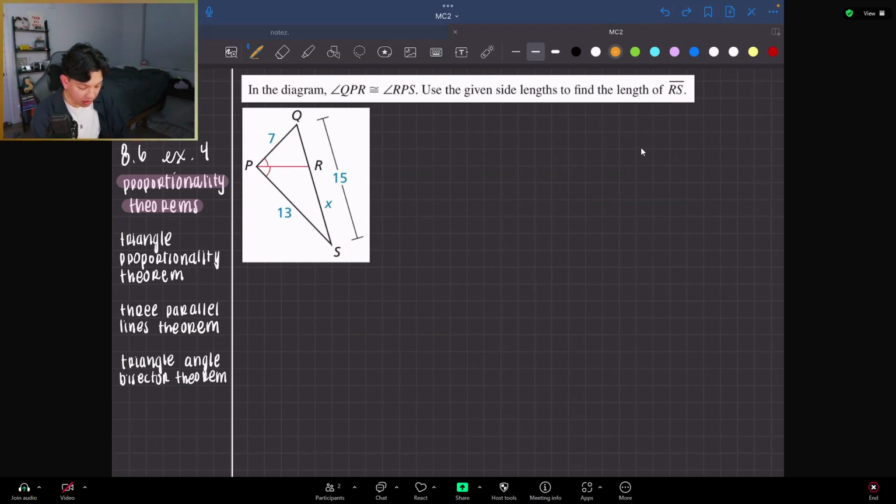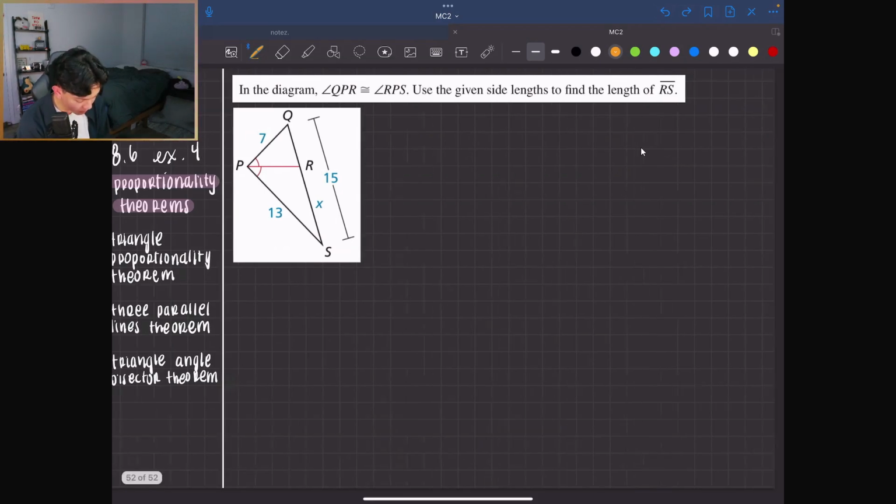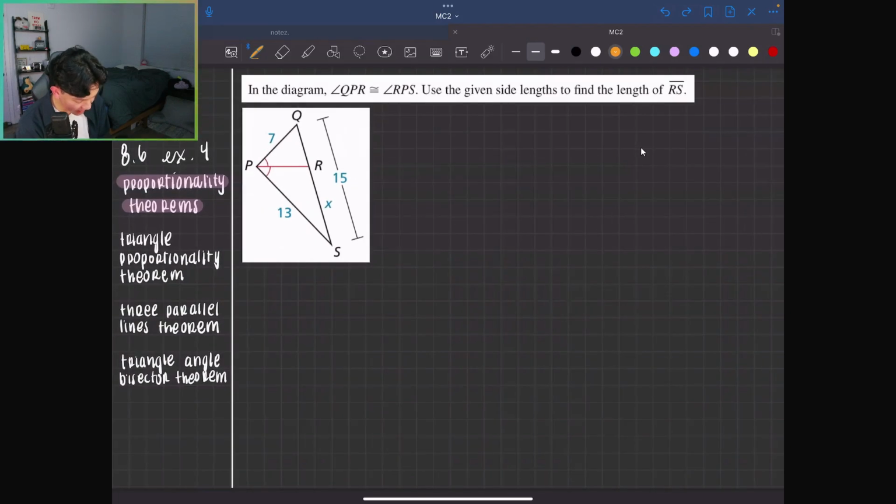In a diagram, angle QPR is congruent to angle RPS. Use the given side lengths to find the length of segment RS. Notice here, PR is an angle bisector. So what that is doing is it's making two congruent angles right over here, angle QPR and angle RPS. Okay? So if that is the case, then we can set this over this to be proportional to this length over this length.